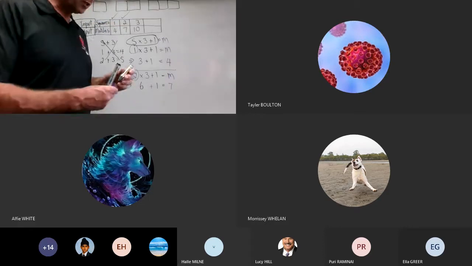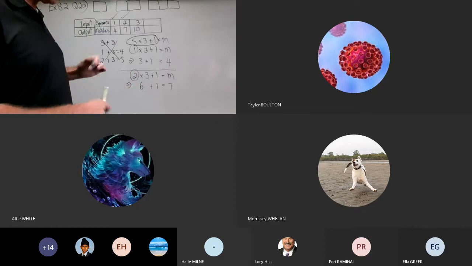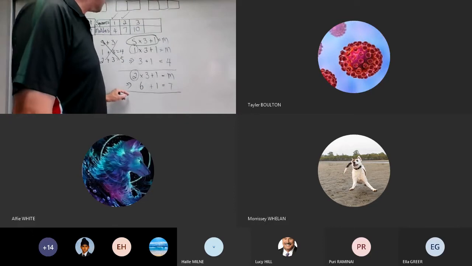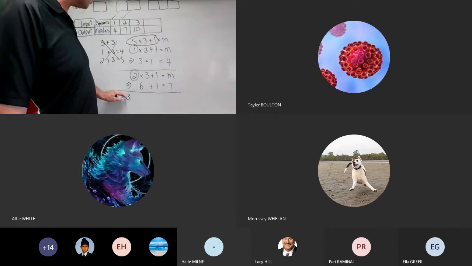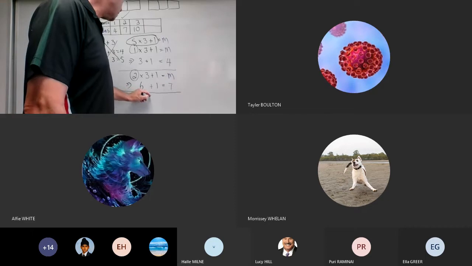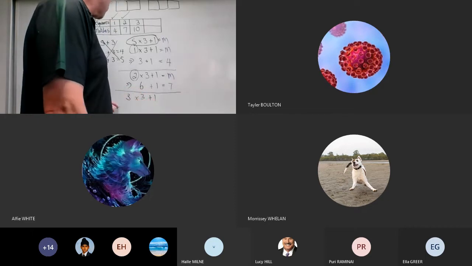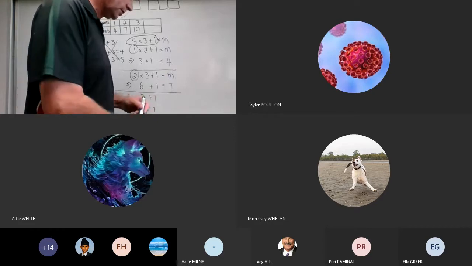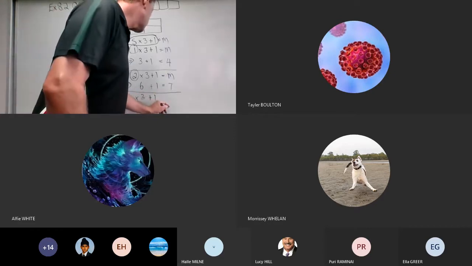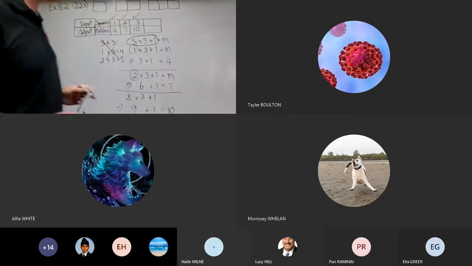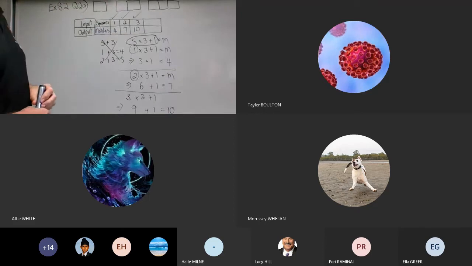Do we think it's going to be okay for 3 squares? Yes. All right, well, let's find out. So when we substitute the 3 for the S, we multiply by 3 and add 1. 3 times 3 is 9, plus 1 is 10, and we already know it's 10. So our rule works.